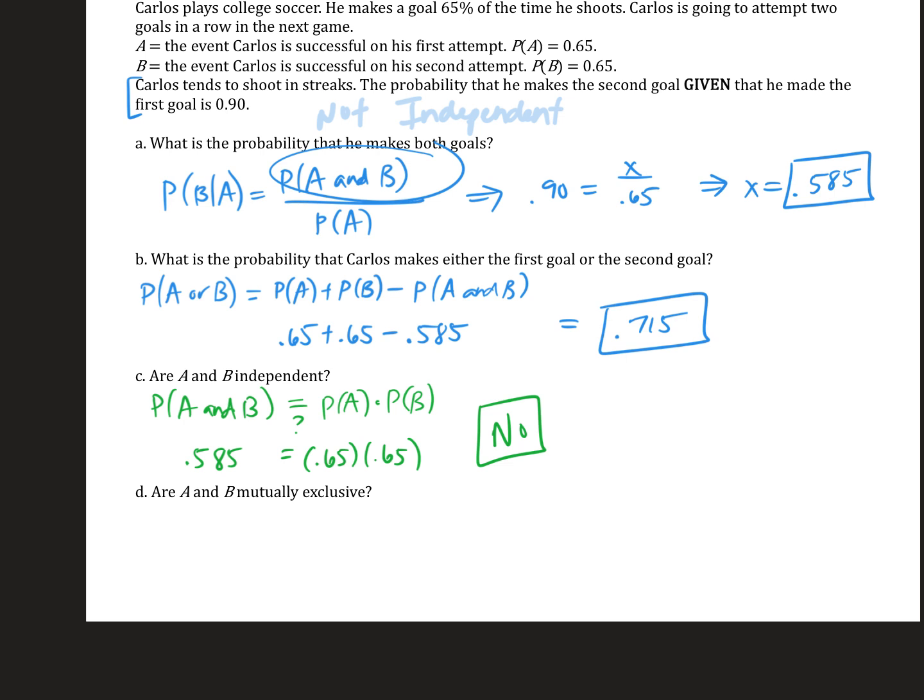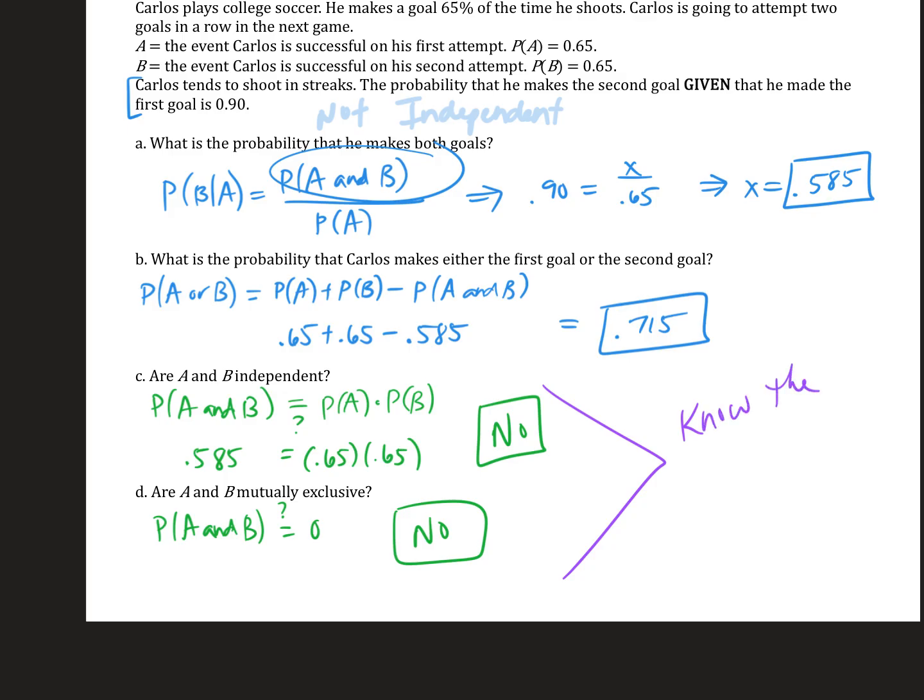Are A and B mutually exclusive? What does mutually exclusive mean? It means the intersection is 0. So mutually exclusive is the probability of A and B equals 0. Is that true? No, we did that in part A. It was not 0.